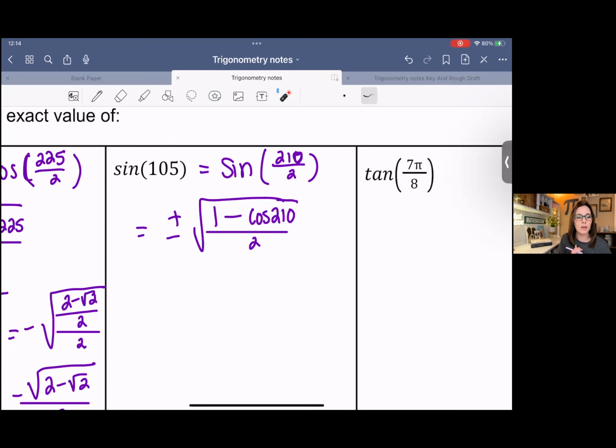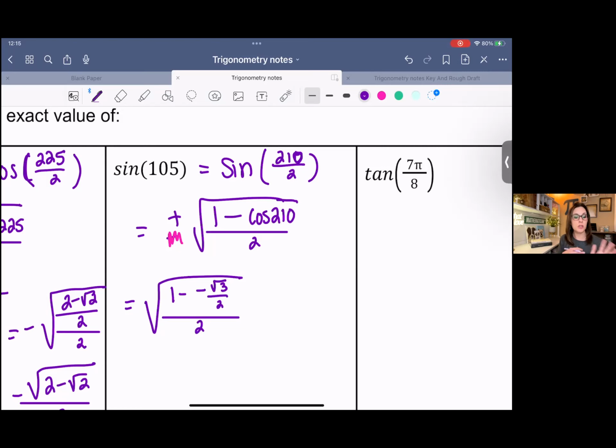So sorry about that. For this one, 105 puts it in the second quadrant, and in the second quadrant sine is positive. So we're going to be using positive for this one. And then we have the cosine of 210 is negative root 3 over 2, and then over 2. We're going to do some simplifying. Minus negative is a positive. We're going to get a common denominator and simplify.